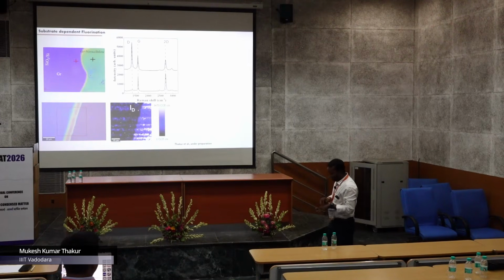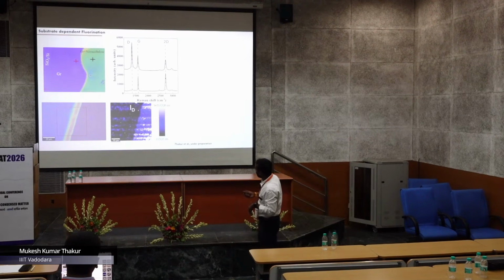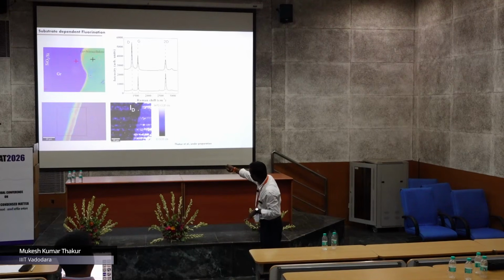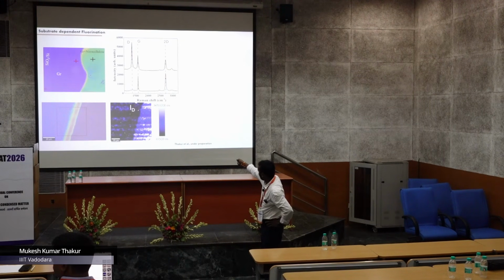Then again we came with some different engineering. We have this graphene on the substrate and then we put a polymer on top, to see whether the fluorine is coming from the substrate or going from the bottom. We should see the D mode here also, the fluorinated one. We measured the Raman here, and clearly we have this D mode, which means fluorination. But when we measure the graphene here, there is no D mode.